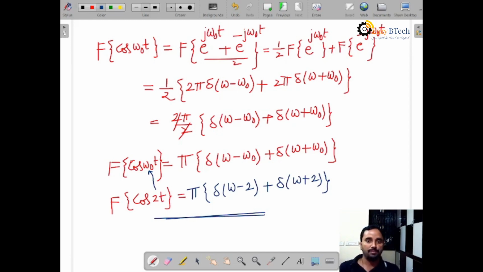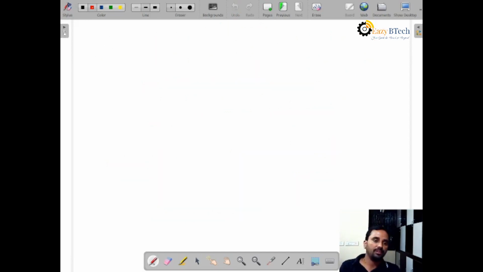Next, go to another problem: Fourier transform of sine omega naught t into u of t. Fourier transform of sine omega naught t into u of t. So how to do it? Any idea?